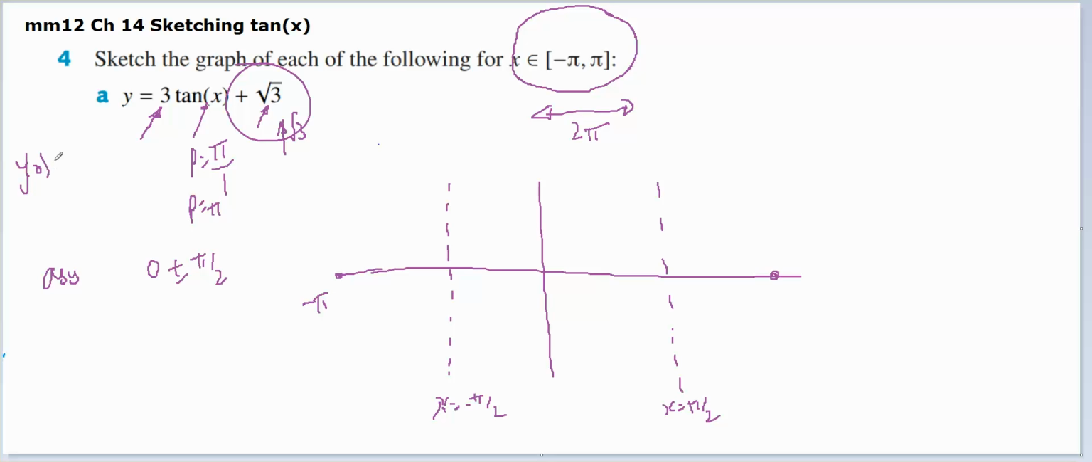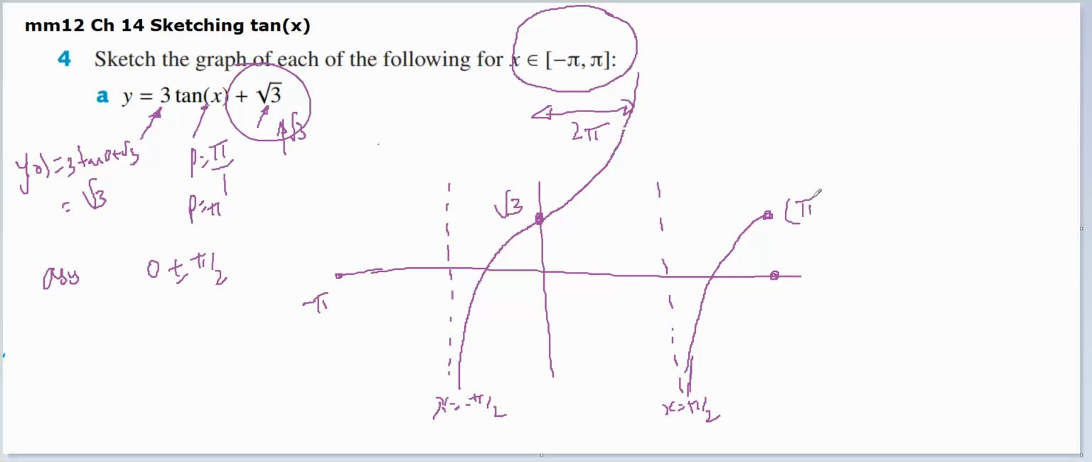So y of 0 will be 3 times the tan of 0 plus root 3, which will be 3 times nothing plus root 3. Therefore, instead of it going here, it's going to look like this. And that's going to be at root 3. Here I'm going to have a completion at pi and root 3. And here I'm going to have a completion of that period, and that will be minus pi and root 3.